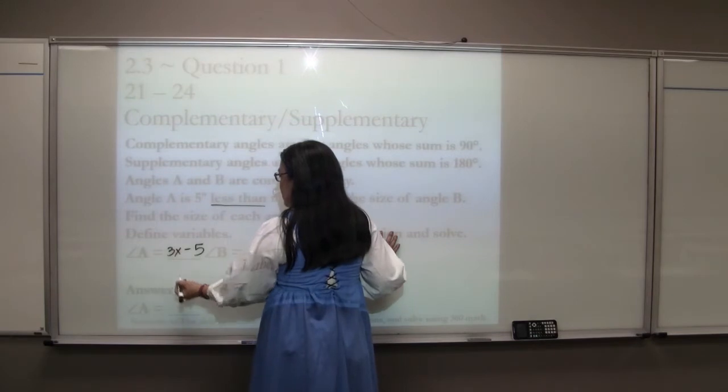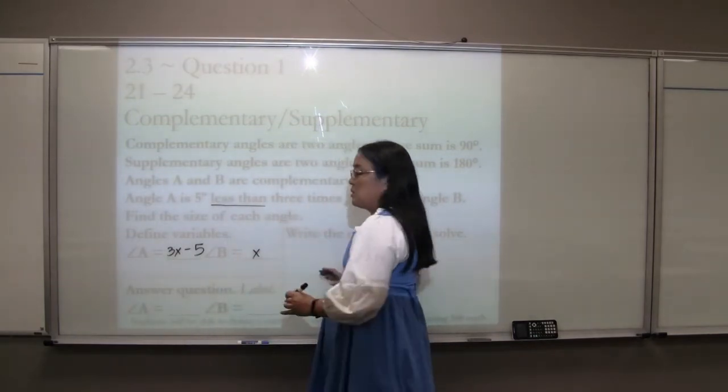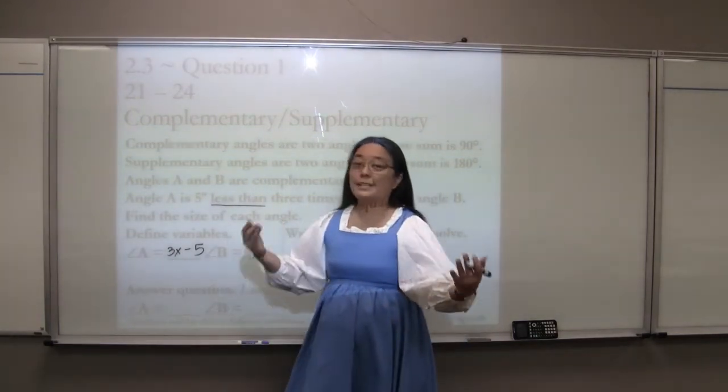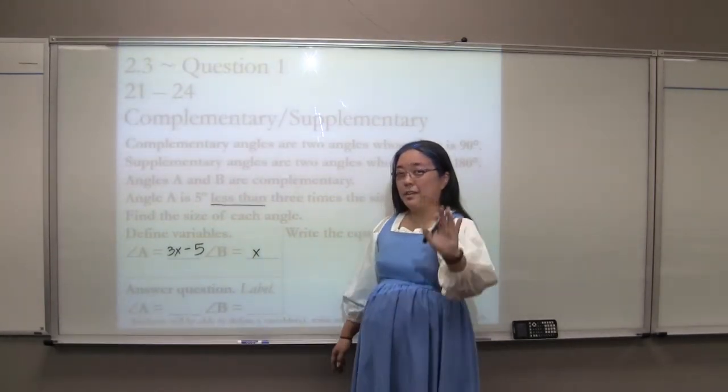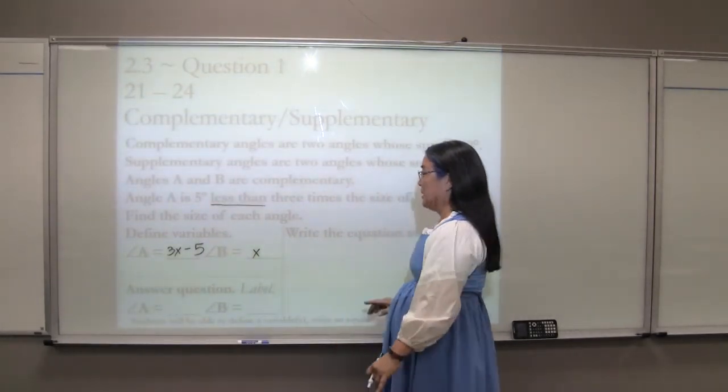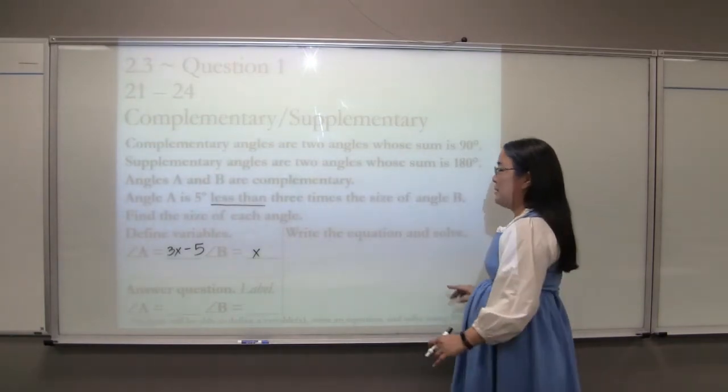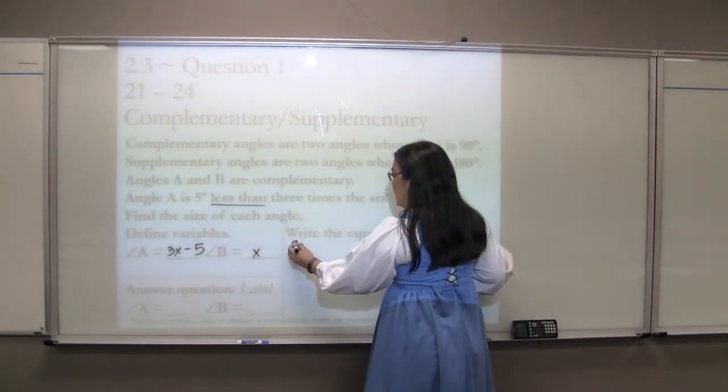I'm going to use X for angle B. Some students want to use B for angle B. That's fine. Some people want to be tricky and use A for angle B, and then they get themselves confused. Don't do that. So, angles A and B are complementary. We're going to add these together.